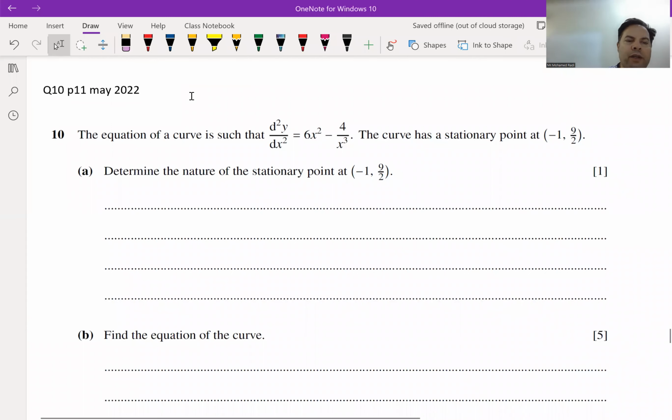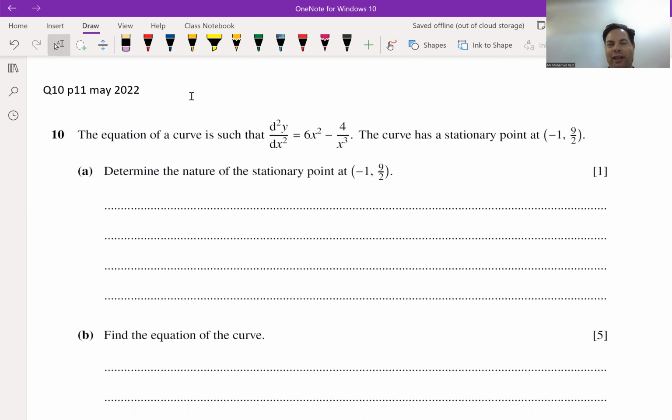Hello guys, in this tutorial I'm going to solve question number 10, paper 11, May 2022. The equation of the curve is such that d squared y by dx squared is equal to 6x squared minus 4 over x cubed. The question starts with the second derivative.